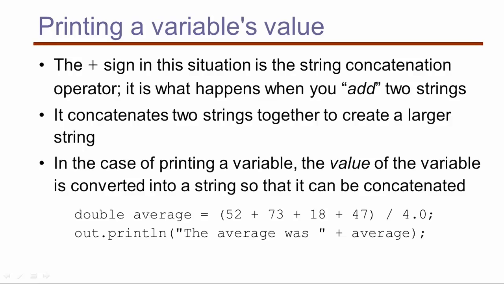And when printing a variable, the value of the variable is converted into a string so that it can be concatenated with the surrounding strings. Thus, in this example, the value of the variable average, which is 47.5, is converted into a string so that it can be concatenated with the string that says the average was.